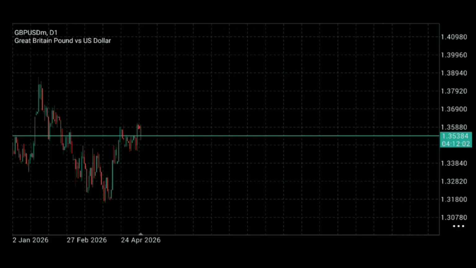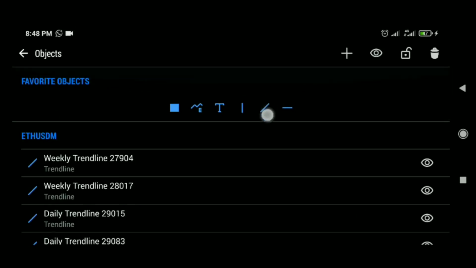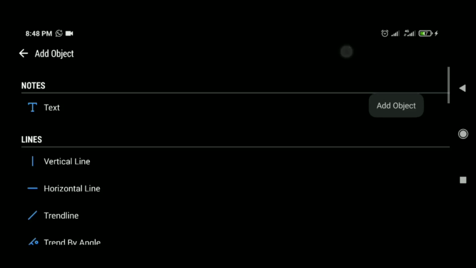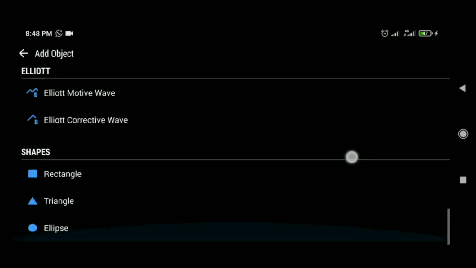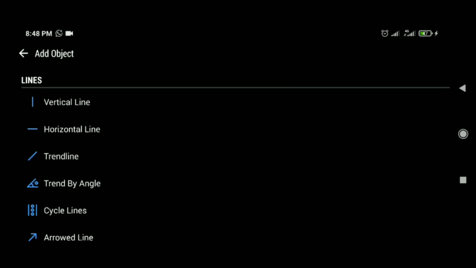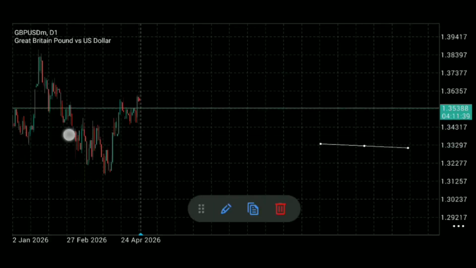Let me delete it again. Touch this place again. Let me do it again. In case you don't see this diagonal line here, just click this plus. So you see all these things here, and you can use any of these lines. I need this trend line. This diagonal line is called the trend line, so you can click that trend line. Look at it, I've clicked it.